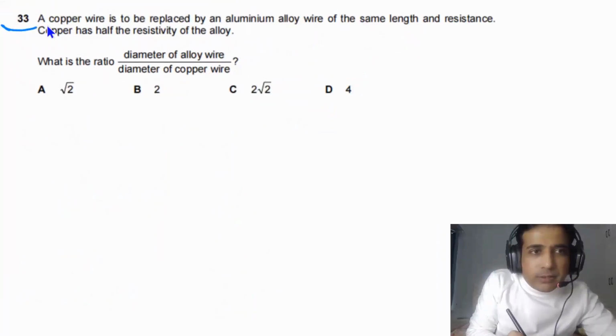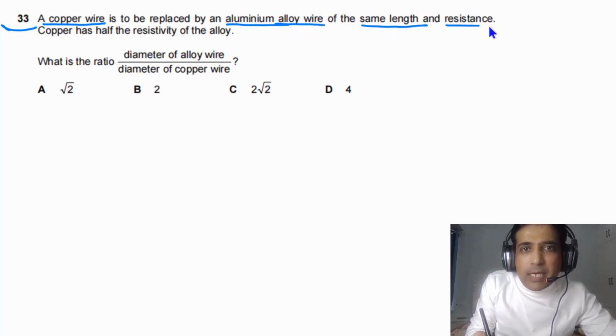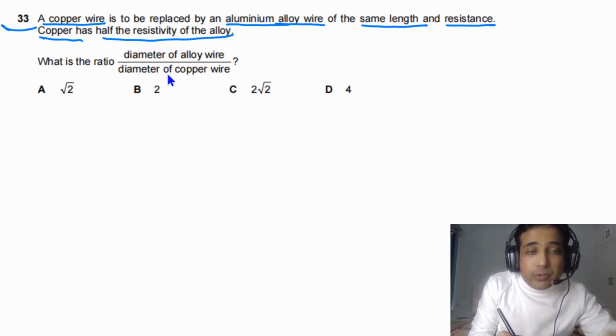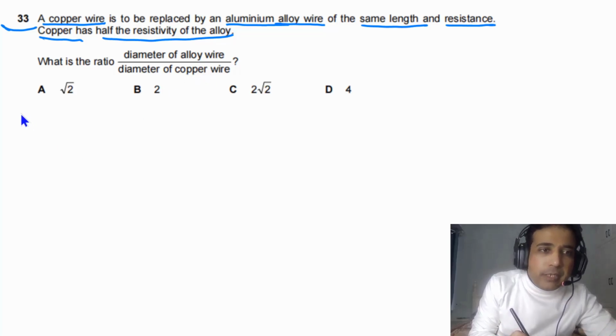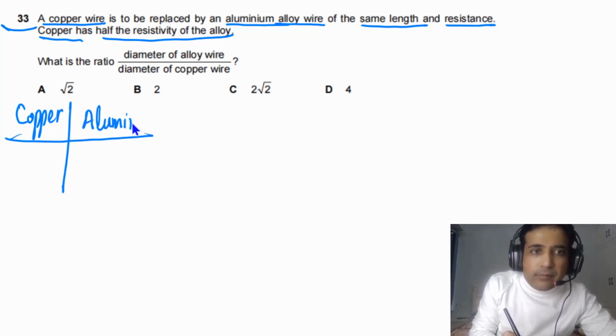For this question, it is given to us a copper wire is to be replaced by an aluminum alloy wire of the same length and resistance. Copper has half the resistivity of aluminum wire. We need to find the ratio between the diameter of the aluminum wire and the diameter of the copper wire. So we can make one small table first of all. We can write down for copper, and we can write down for aluminum on the other side.